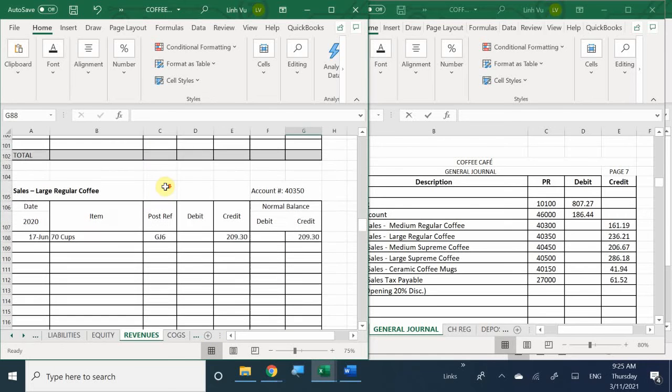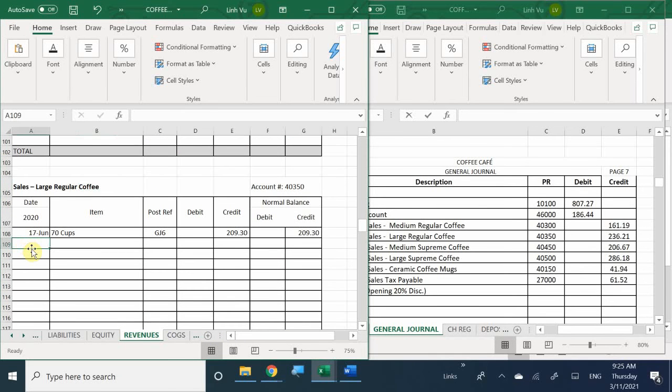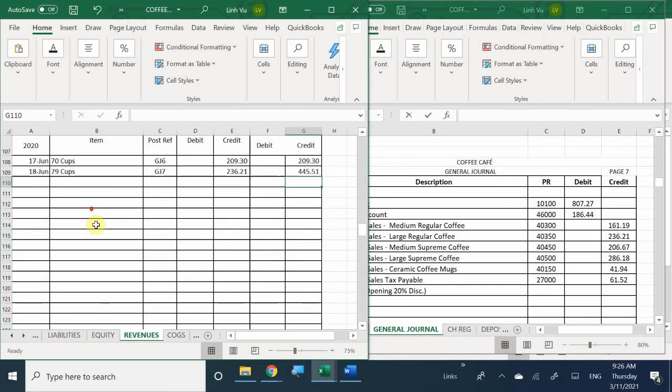Okay. What about the large regular coffee? How many cups did we sell? 79. 79 cups. So, General Journal number 7. How much did I sell it for? $236.21. So what is my ending balance here? 445.51. Good.